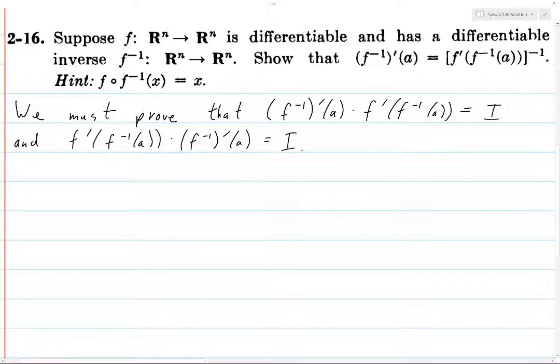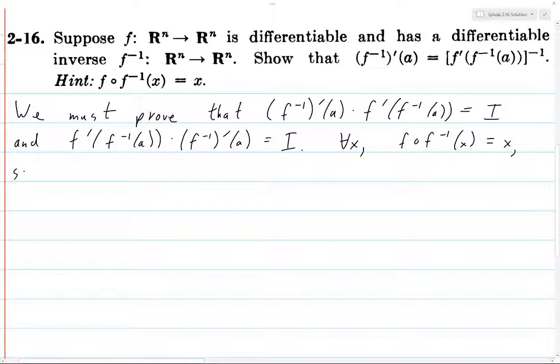Okay. Now, f is differentiable, and it has a differentiable inverse. So it has an inverse. So f is invertible. So for all x, if we take f of f inverse of x, well, this is just going to be x.